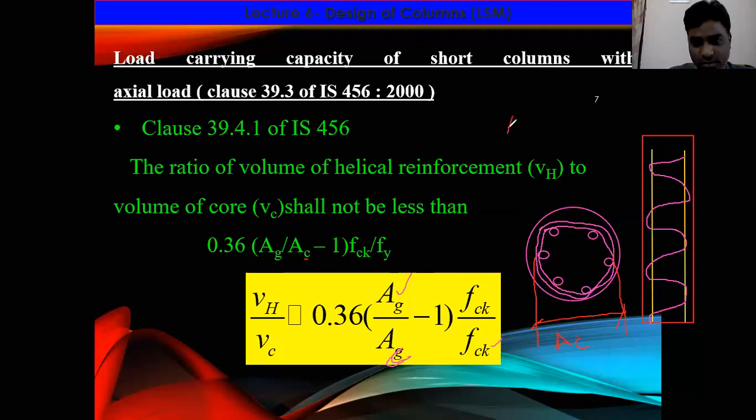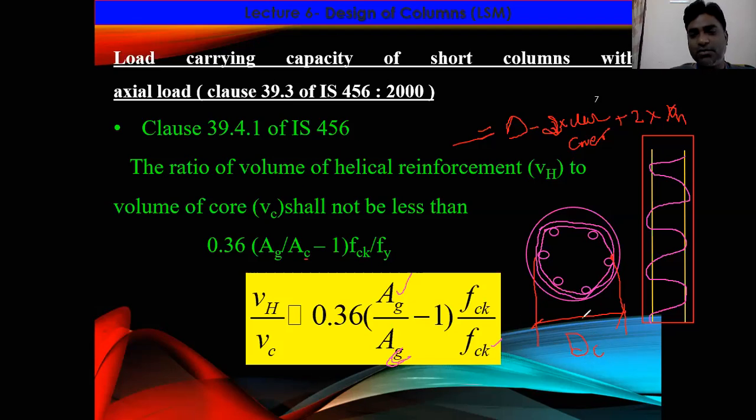If you know the overall D, then D minus, if you have a clear cover up to the face of the main reinforcement, that is on two sides, so 2 into clear cover, plus 2 into the diameter of the helical reinforcement, phi H. This is equal to the diameter of the core. Very important. This is DC.